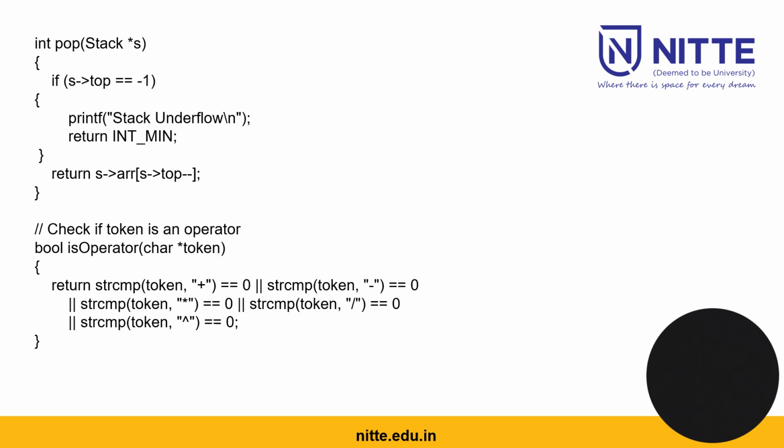The same way we will use the string compare function to compare the token with the raised-to operator. If it gives the value 0, that means the token is the raised-to operator. So this is how we will check which operator we have encountered, whether it is plus, minus, multiplication, division, or the raised-to operator.